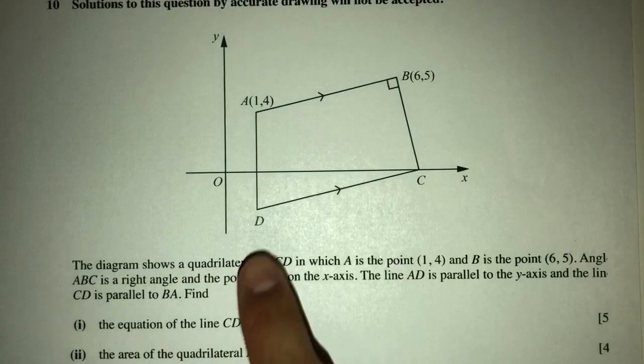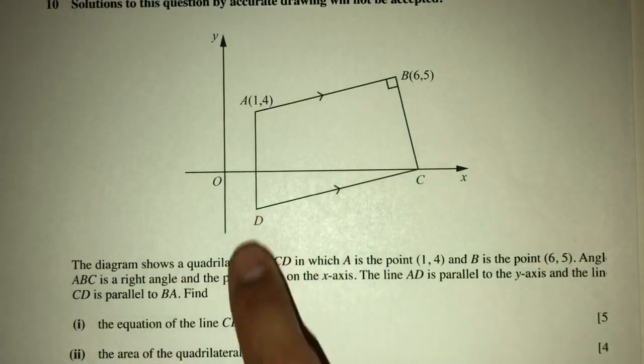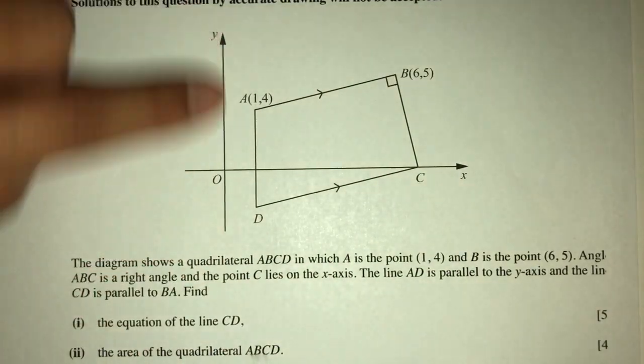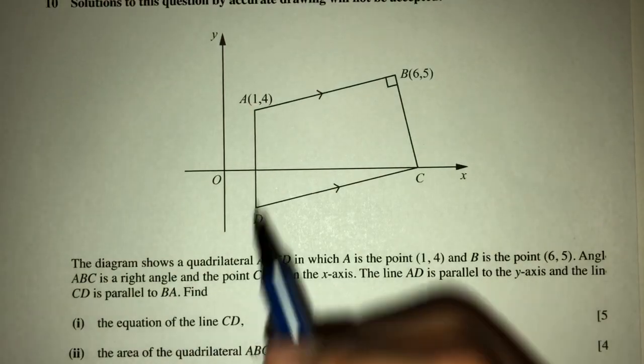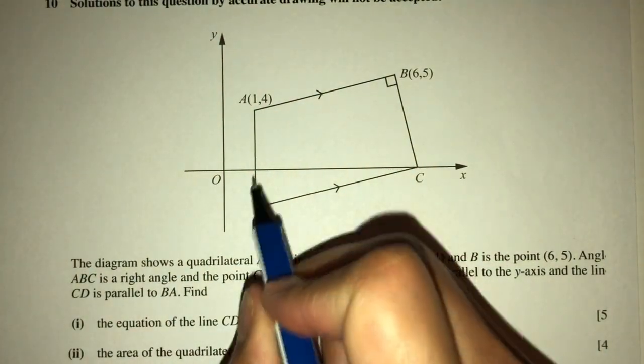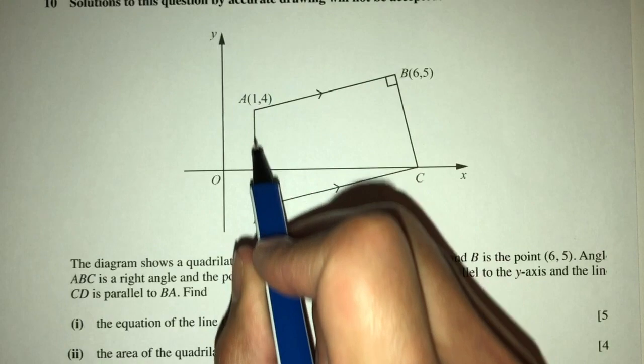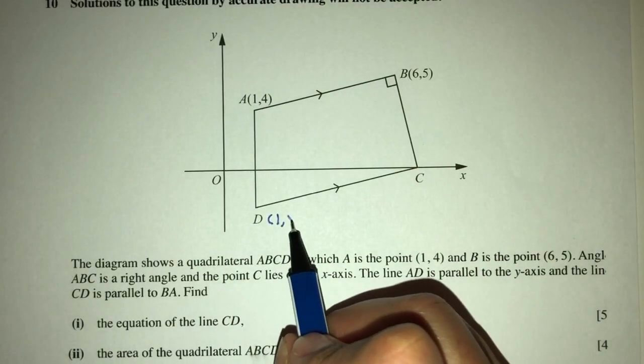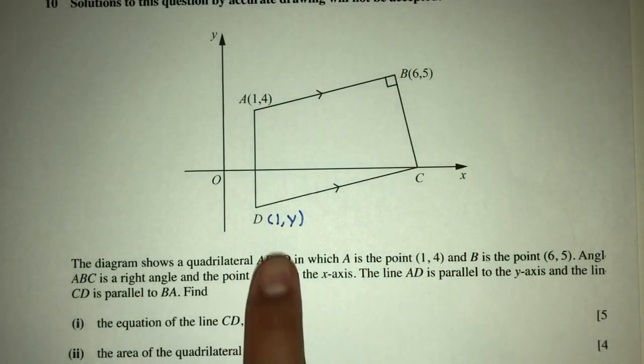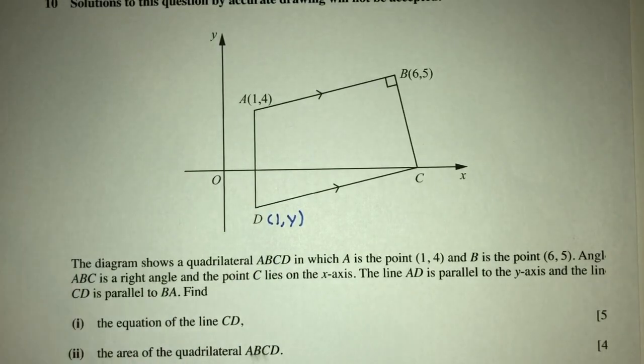So one thing we can know here is that since AD is vertical, it is parallel to the y-axis, I know that the x value has to be the same as this one, which is 1. And this I don't know, but that is okay. I know we have this for now. And for C, we don't know yet. We can try to find C as well. So let's see how we can do that.